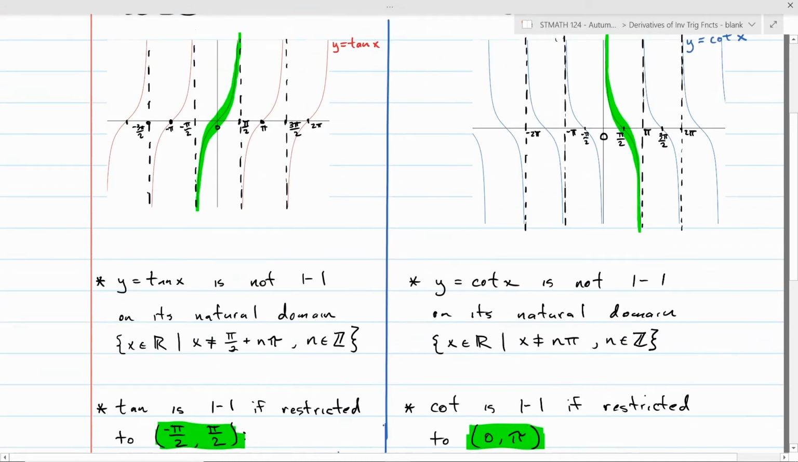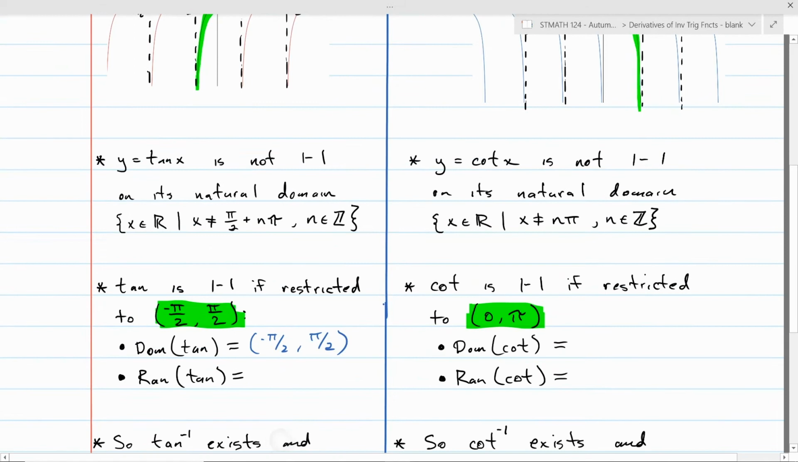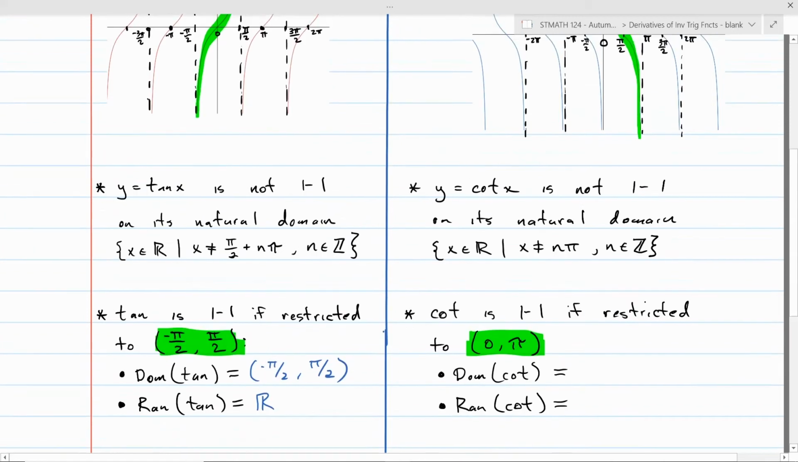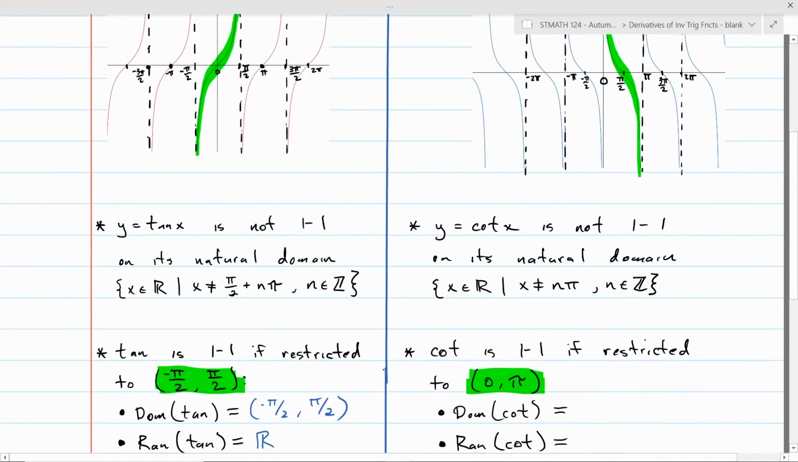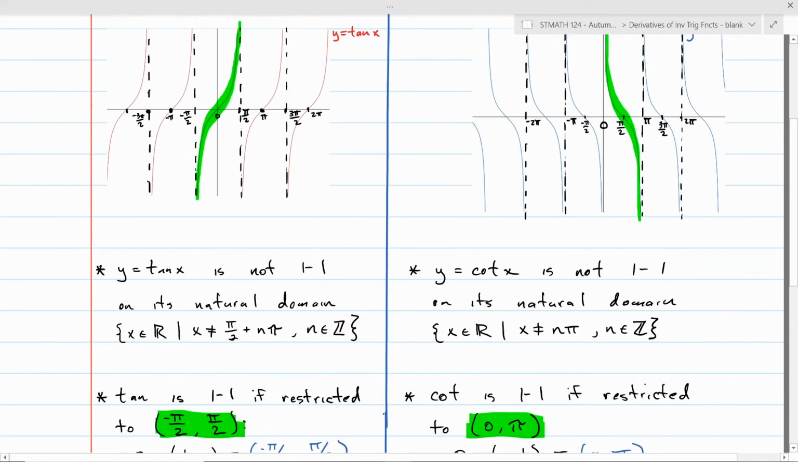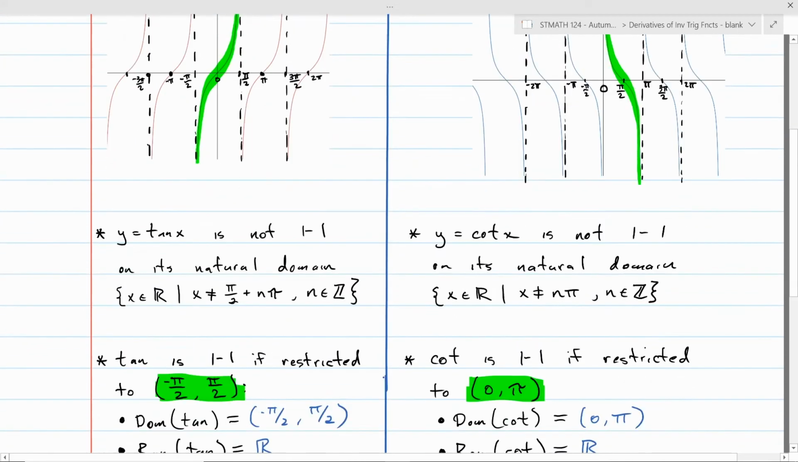And if you look at that green piece of the curve up there on tangent, what's the range of it? Well, you see that you get all real numbers as output values. So that would just be all of R. Or if you want to put the interval negative infinity to positive infinity, that'd be okay too. And then for the cotangent, we restricted the domain to the interval 0 to pi. Again, endpoints not included because that's where you have asymptotes. And then the range would also be the set of real numbers on this one, because you can see that the y values on that graph up there extend from negative infinity to positive infinity.